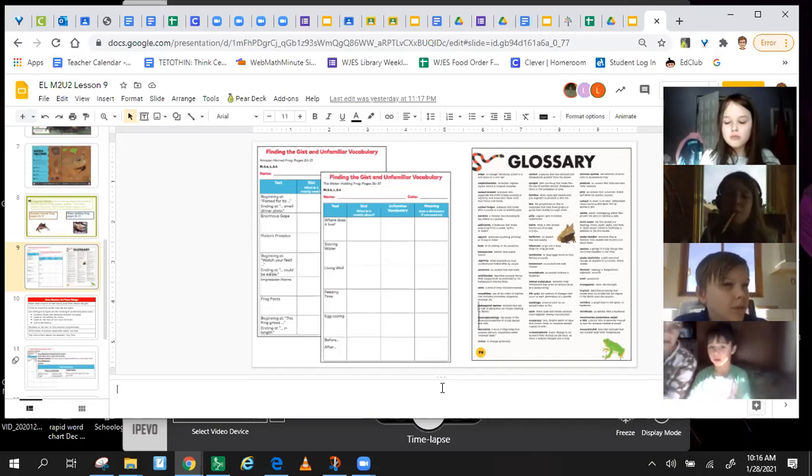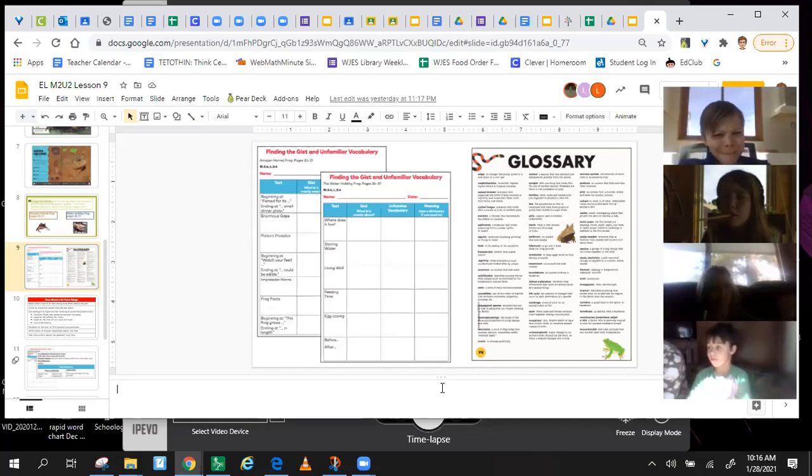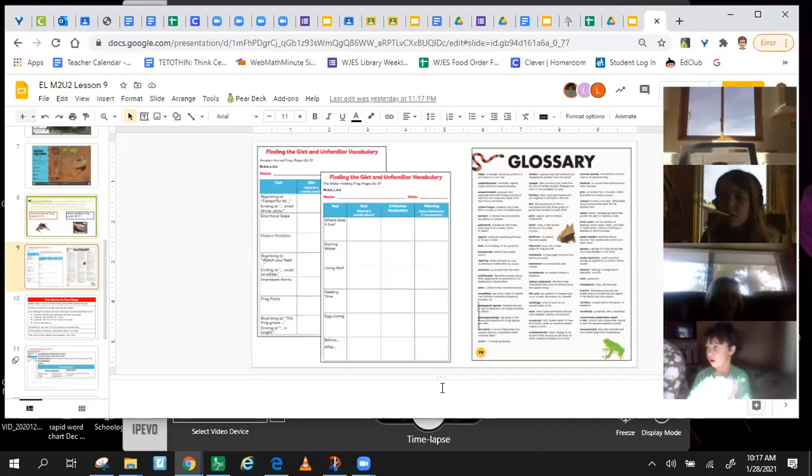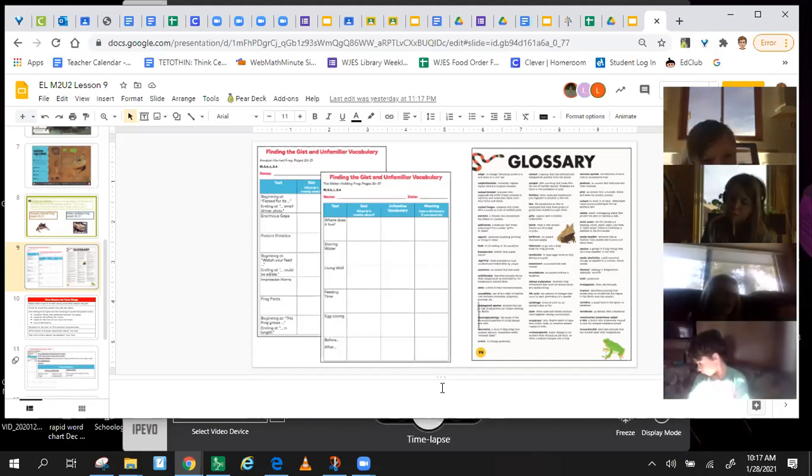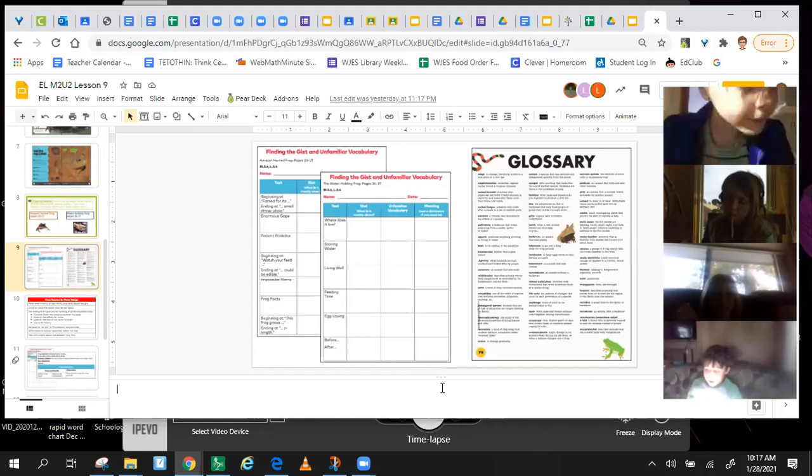So you open your book to page 36 and 37. And look, front of the page. So you are the water holding frog. So 31 and what? 36 to 37. For this side, you guys are the Amazon horn frog. This side is the water holding frog.